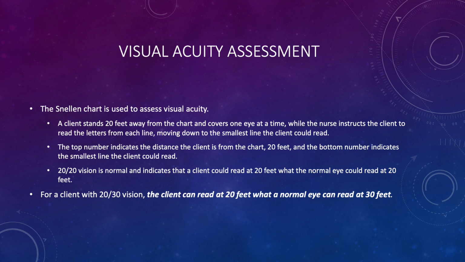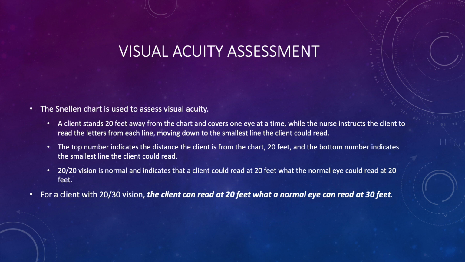Okay, so for visual acuity assessments, we use the Snellen chart. Basically, they're going to stand about 20 feet away from the chart. They're going to cover one eye at a time. We've all done that before during our physicals in grammar school, and sometimes in high school if we're getting athletic permission slips. And we need to let the client know that they need to read the letters from each line, moving down to the smallest line that they can possibly read.